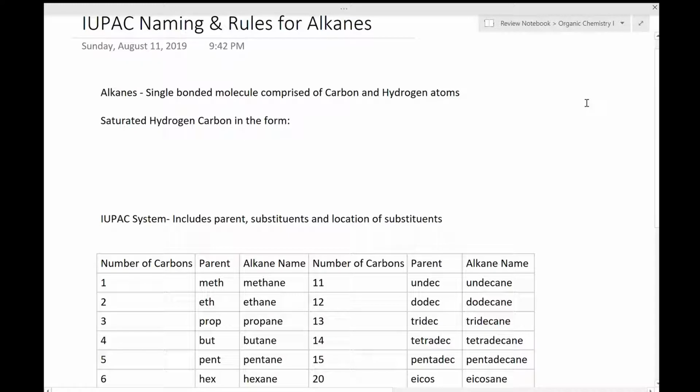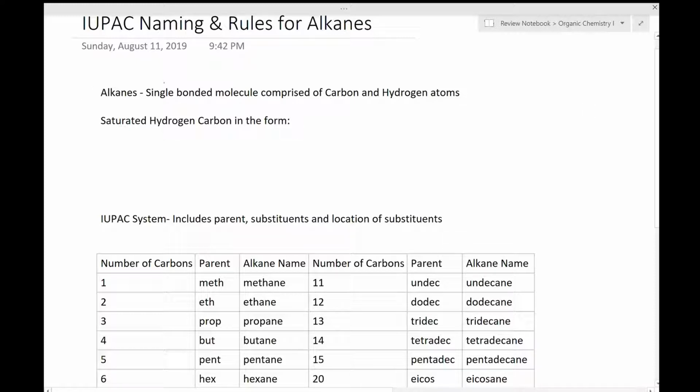Alright, welcome everyone. Last video we were going over constitutional isomers and I gave you some of those IUPAC names. Now we're going to go over the rules for alkanes and cycloalkanes, and then next video we'll go over some more practice problems to solidify this. I just wanted to type these definitions up to get you started.